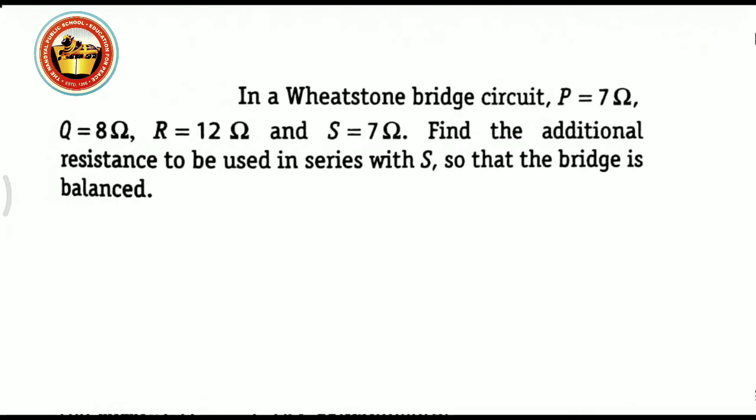In the circuit, P is equal to 7 ohms, Q is equal to 8 ohms, R is equal to 12 ohms, and S is equal to 7 ohms. Find the additional resistance to be used in series with S, so that the bridge is balanced.